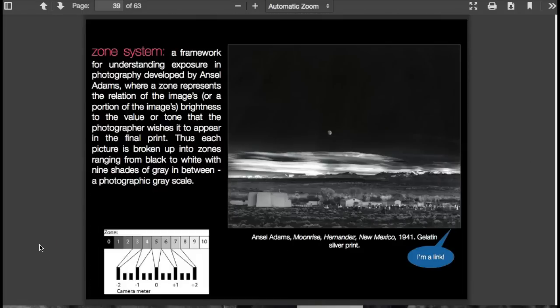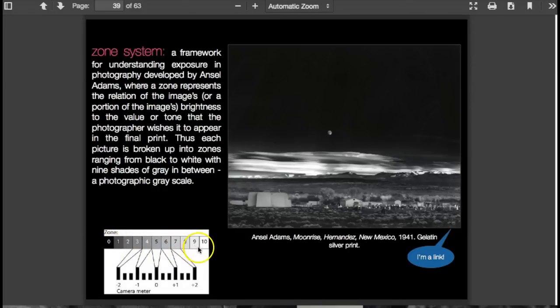Okay, so let's look at an important innovation by Ansel Adams. This is called the zone system. This is a framework for understanding exposure. If you're familiar with photography at all, this is a light meter. If you look in the camera, this is what you're going to see. We have 0, we have positive 1 and 2, and negative 1 and 2, which is basically overexposing and underexposing an image. And then we have this zone system here.